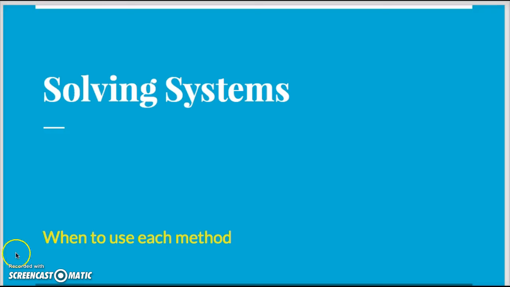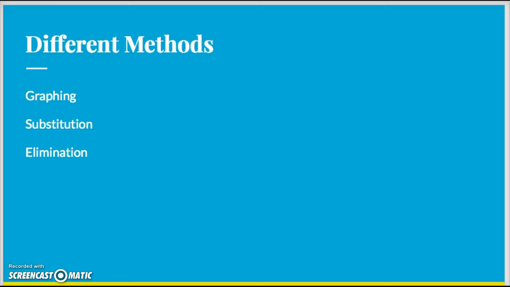So, first thing I want to go over is what were those methods that we have discussed earlier on in this chapter? The first one we talked about was graphing, okay? We said that you could graph both equations, and what you were looking for was the point of intersection. Wherever those two lines intersected, that was your solution to that system.